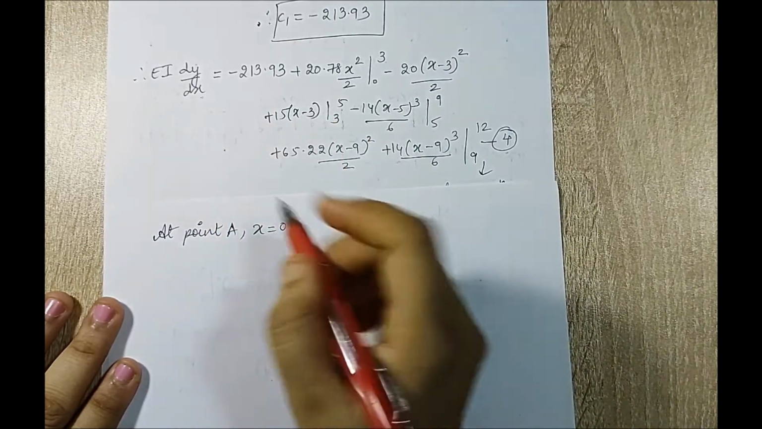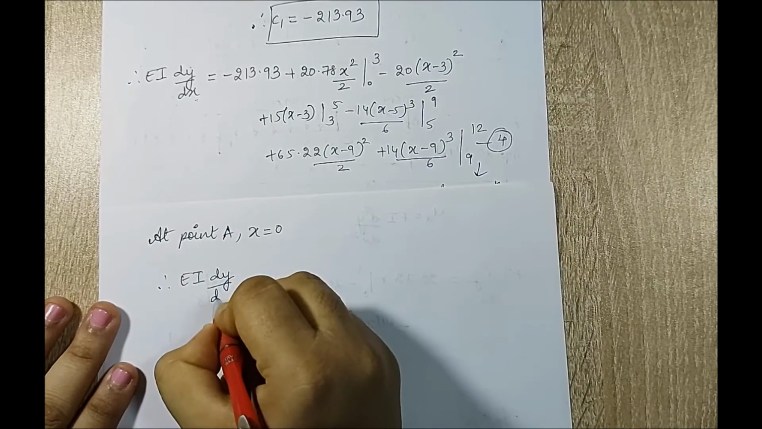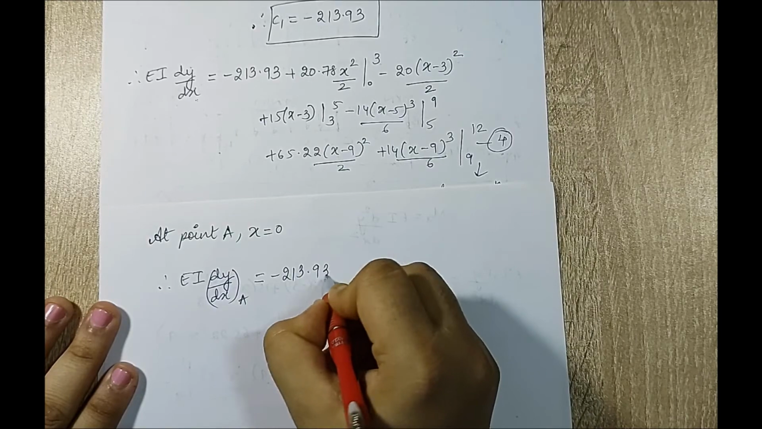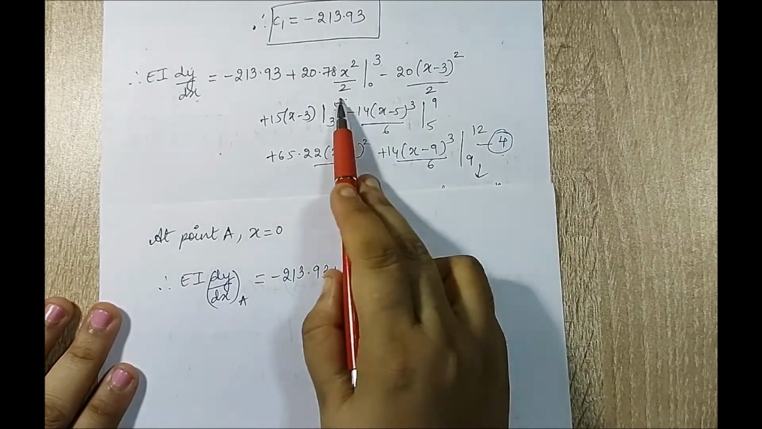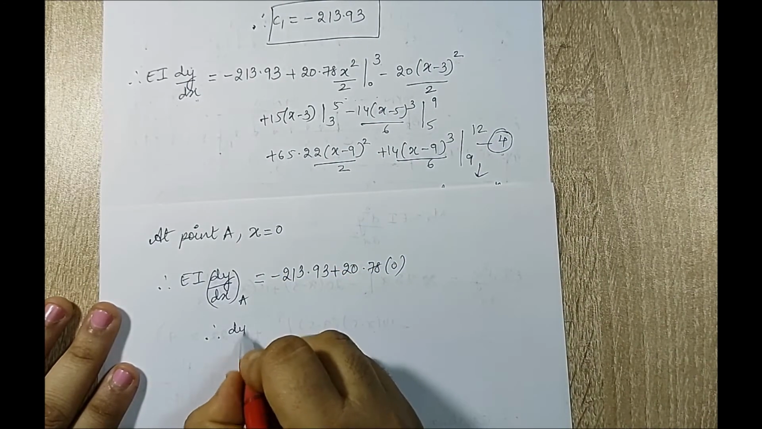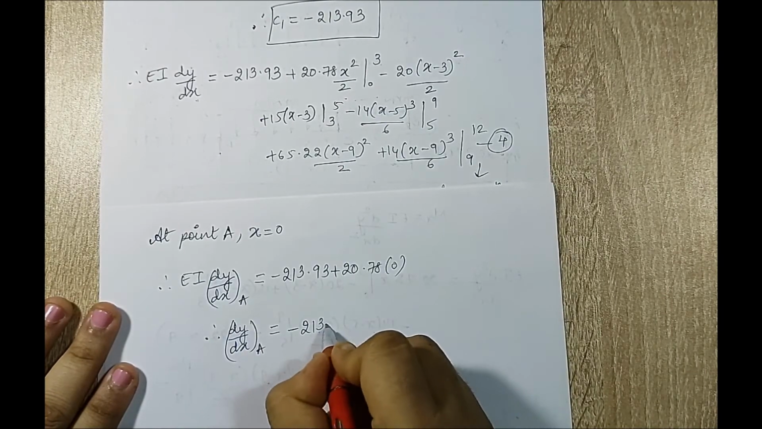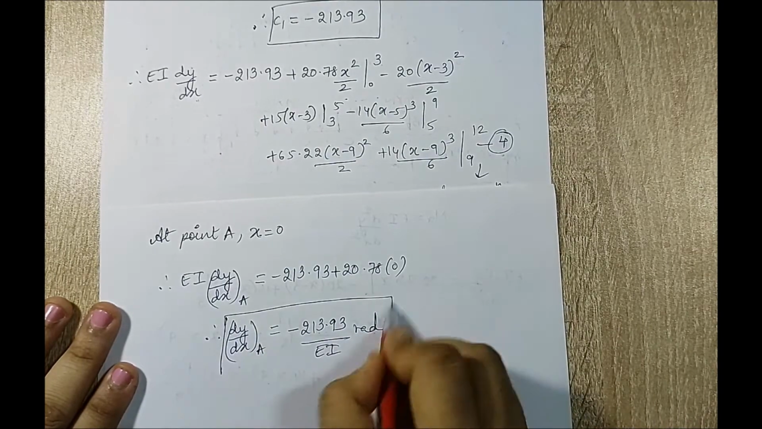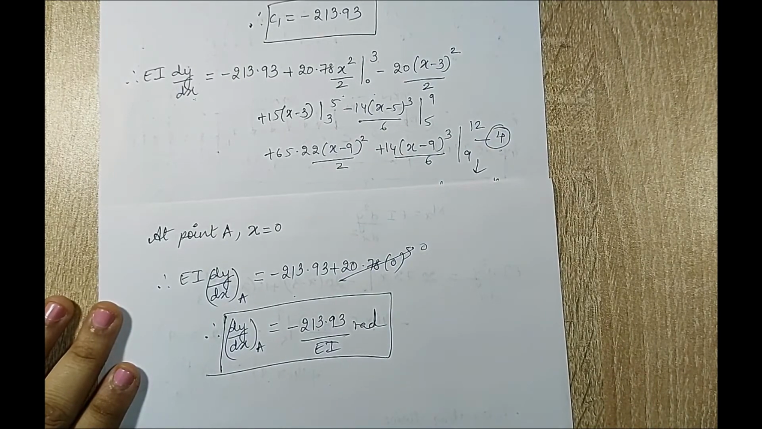So when I have to calculate slope, I will have therefore EI dy by dx at A is equal to minus 213.93 plus 20.78 into 0. So I have to only write up to this point because A is 0. So therefore my value of dy by dx at A will be minus 213.93 upon EI radian. This term will become 0. So this is the only term left. EI value is not given to me.